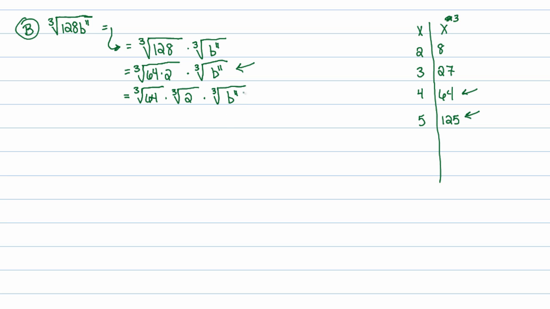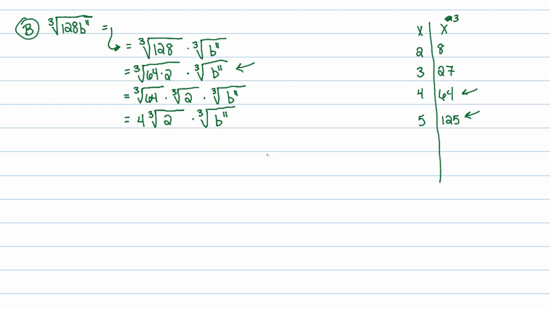This is definitely not simplified because, look, this expression here only has one term. There's no addition or subtraction going on. But there's a ton of radicals. That's a completely illegal thing to leave as a final answer. So just to let you know, this is not simplified. The third root of 64, as we see from this table over here, is going to be 4. So we'll have 4 times the third root of 2 times the third root of b to the 11th.